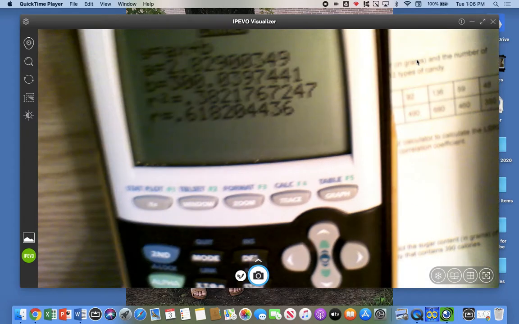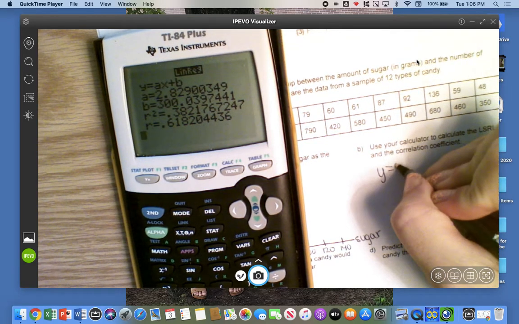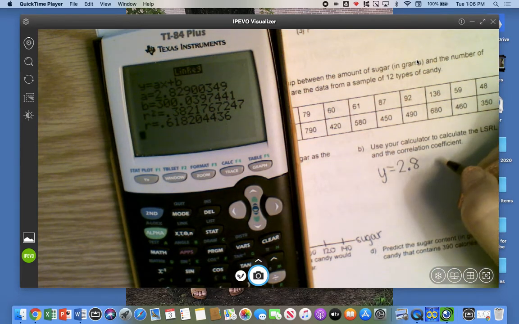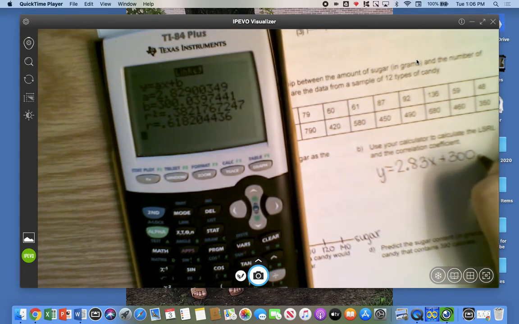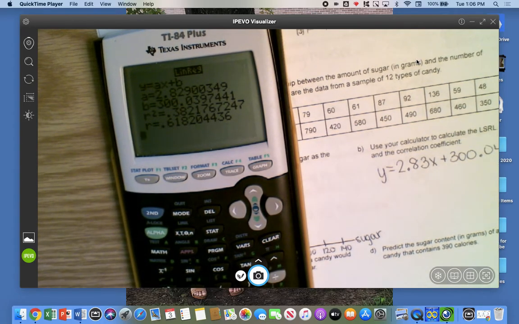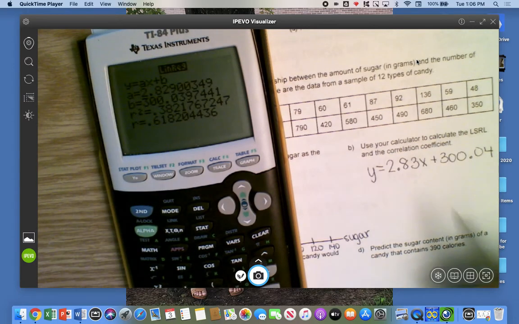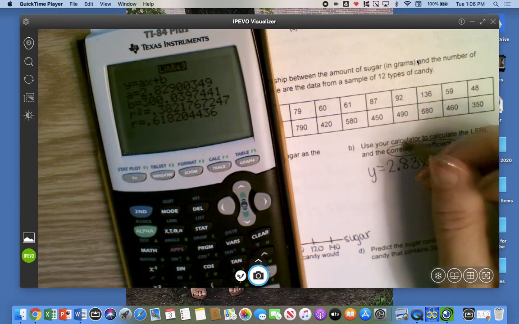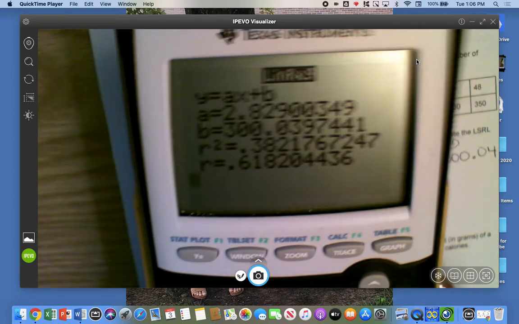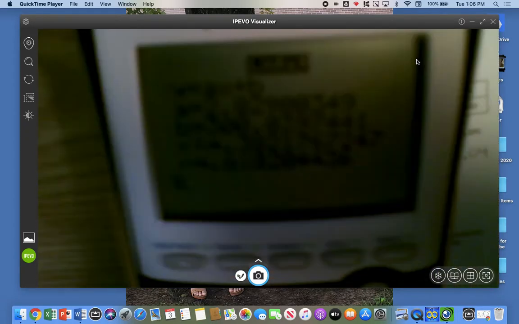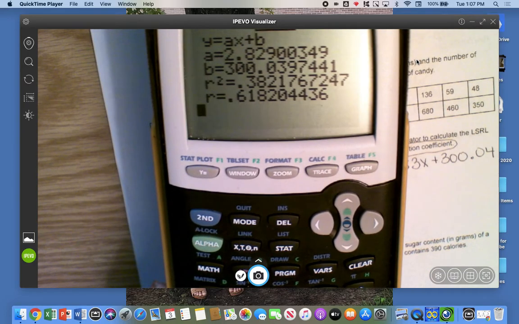So we would write that the equation is y equals 2.83x plus 300.04. I'm rounding to the nearest hundredth on both of those. So that is the line of least regression. Now, it also says the correlation coefficient. Are we looking at R or R squared? All right, we are looking at R, and our R in this case is 0.618.